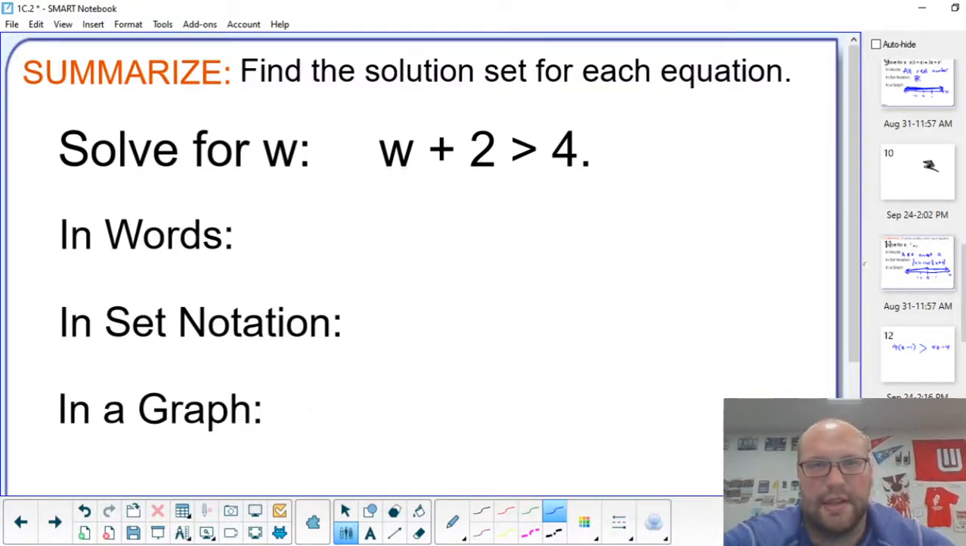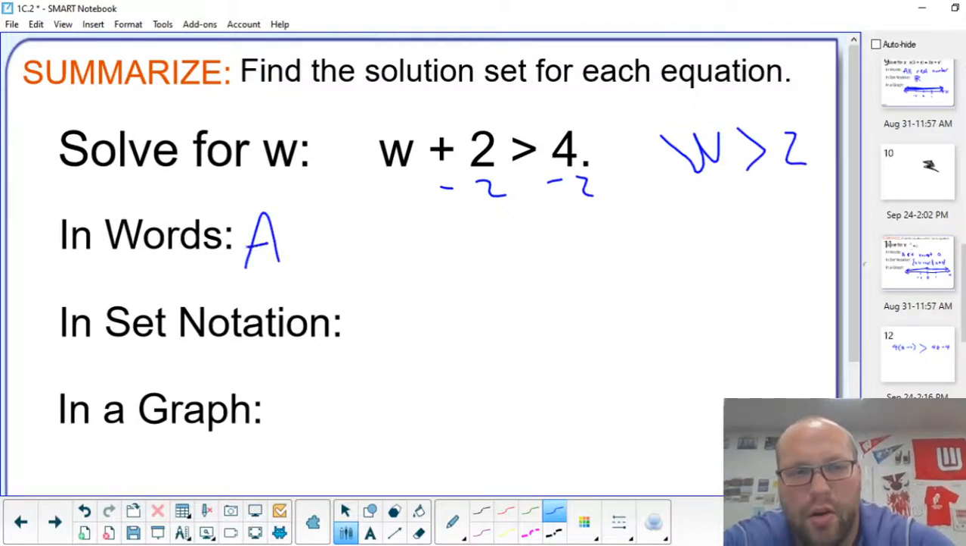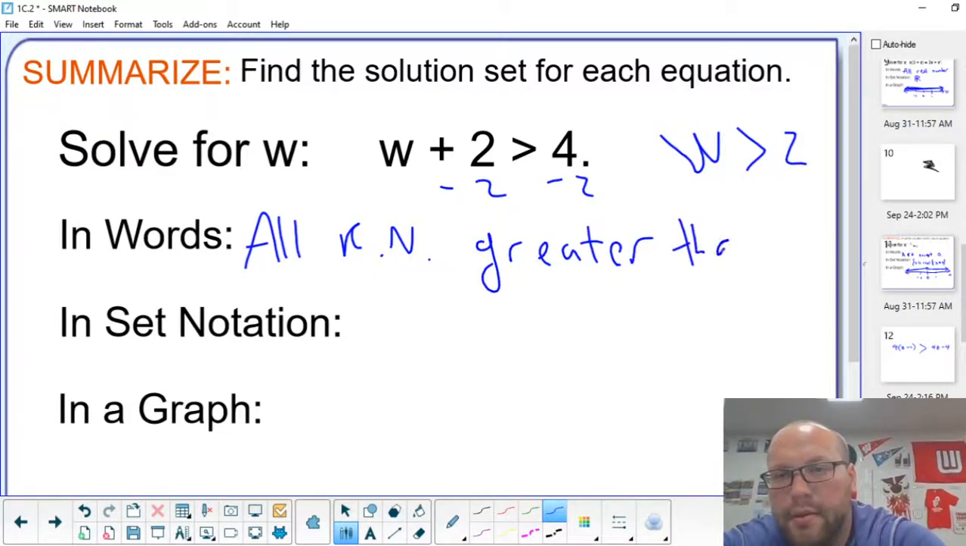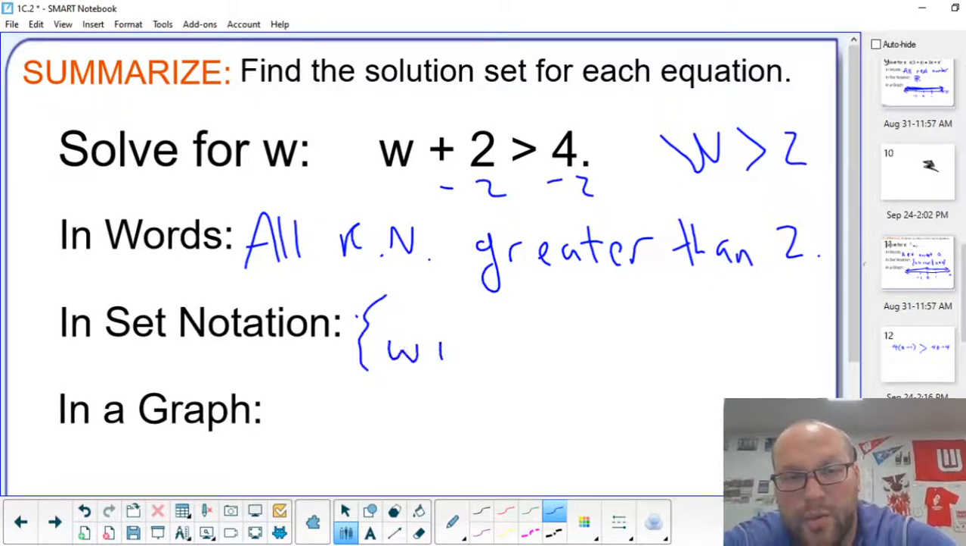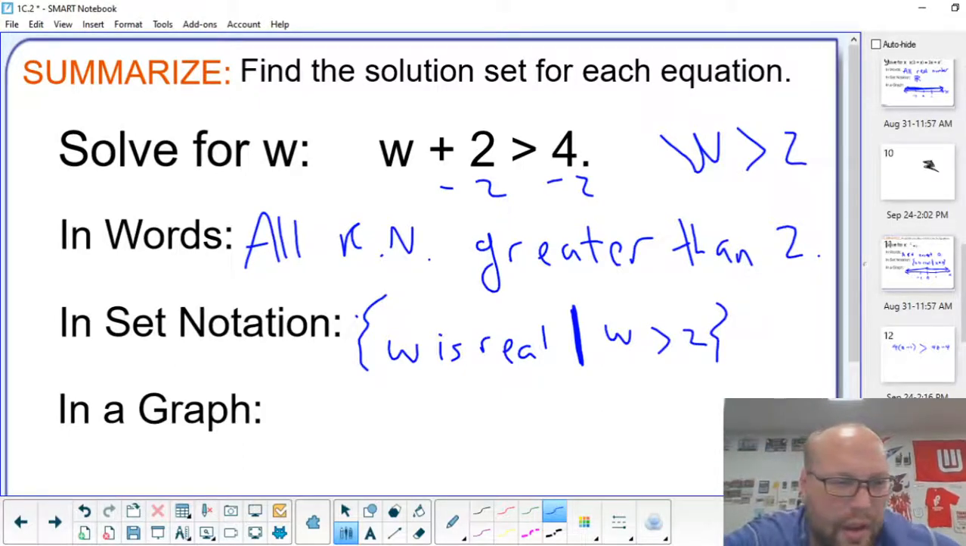So the last one, and we talked about this one in class. We subtracted 2. We found out that anything bigger than 2 was a solution. So how do we write that? So in words, we can say all real numbers, I'm just going to write RN for real numbers, greater than 2, and that's the verbal statement that solves this. That expresses these solutions. But the set notation, same thing. We can say W is real, so they do have to be real numbers. And then we indicate that W is greater than 2. And we can go that route.